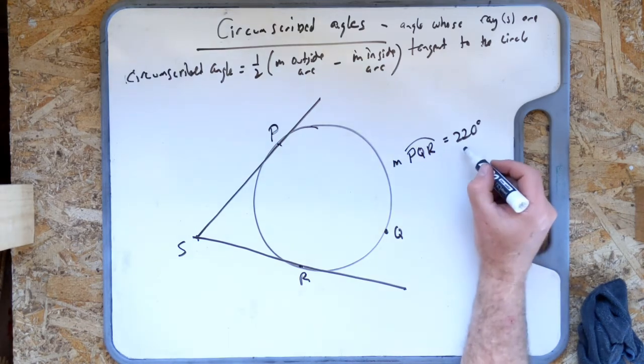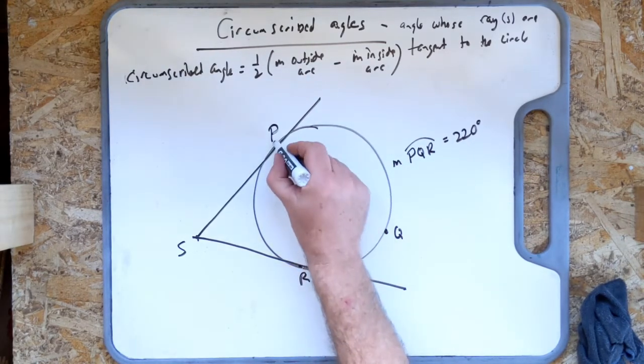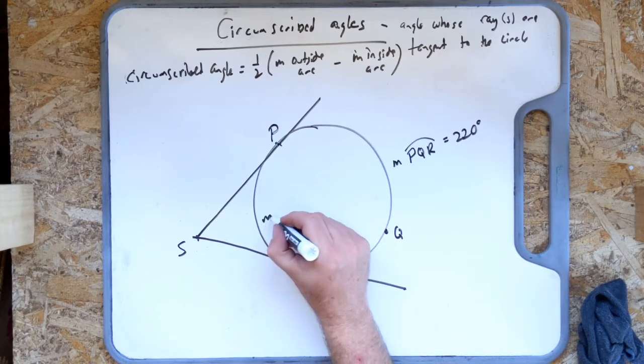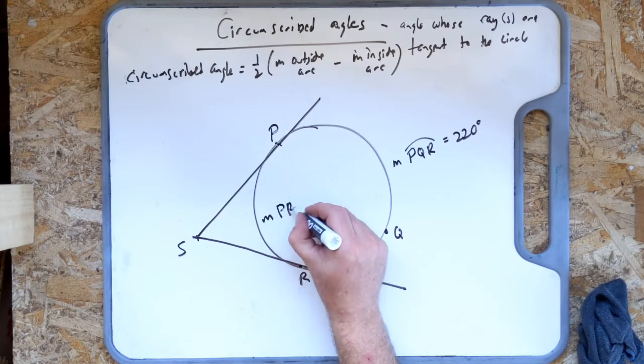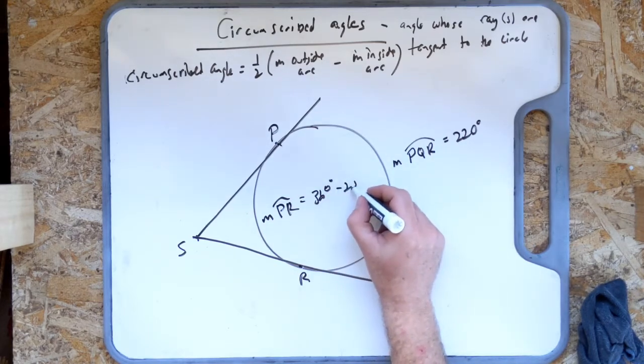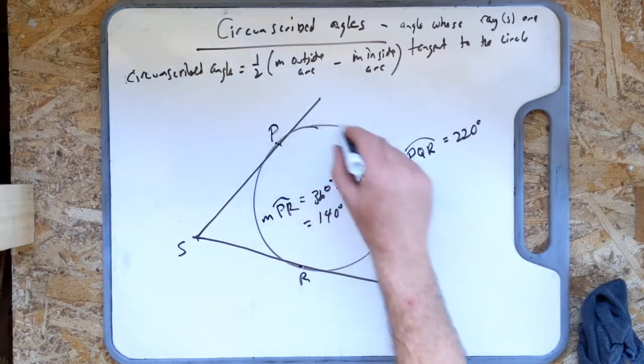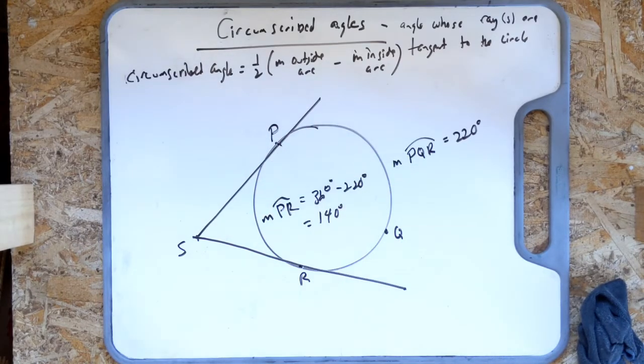So first of all, you need the inside arc. However, you can get that easily because this touches at one point. So the inside arc, PR, is 360 degrees, the whole circle, minus that 220, which is 140 degrees. So if this is 220 from here to here, this is 140 from here to here.